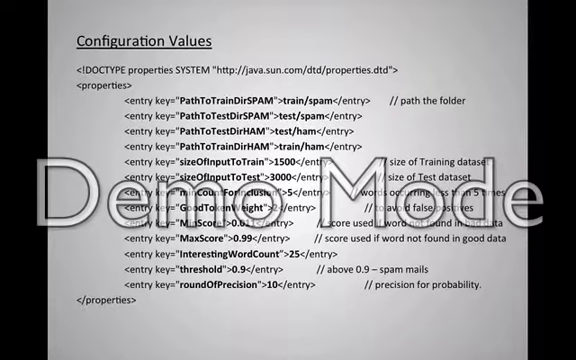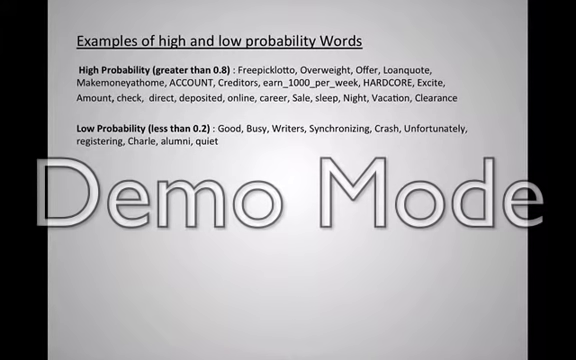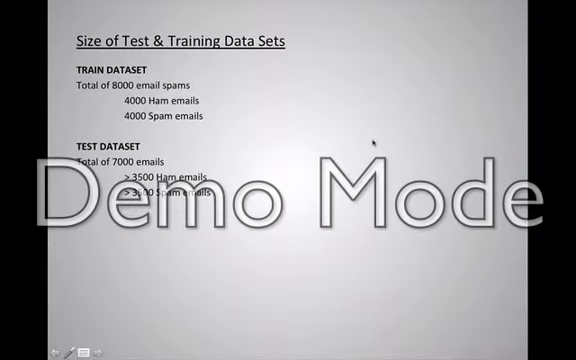So here is an example, here's a part of the output of the spam filter. High probability words are listed here and the low probability words are listed here. High probability words like direct, deposited, free pick lotto, make money at home, amount, 1,000 per week, etc. Low probability words are good, busy, writers, crash, unfortunately, etc.